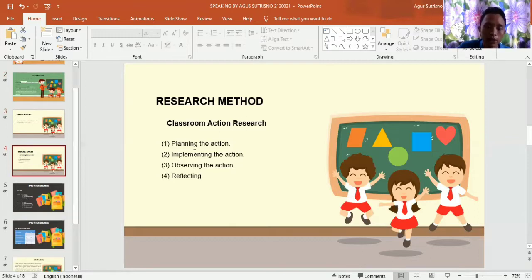First, planning the action. Second, implementing the action. Third, observing the action. Fourth, reflecting. The students are given the responsibility to create a community in learning and participate in the learning process, and make the learning process in the classroom more meaningful than working individually.